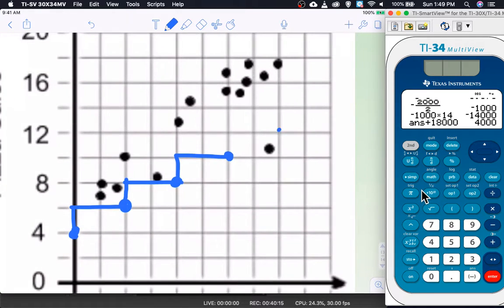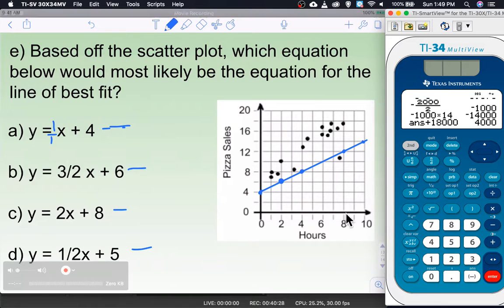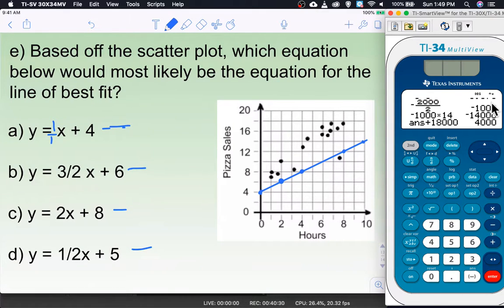And I'm going to continue the pattern, and you can see letter A is no good. That is a terrible line of best fit. That is the worst. Well, maybe not the worst, but it's definitely not even close. It's nowhere near where we think it should be. Now we can cross off letter A.